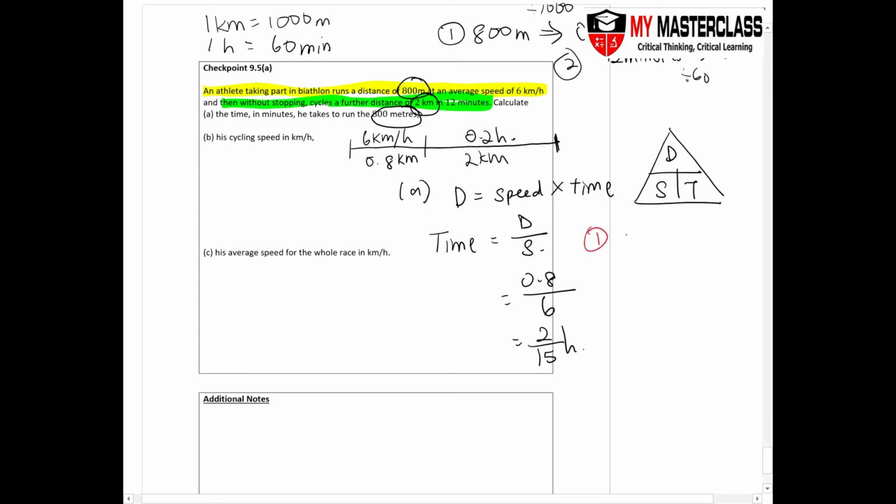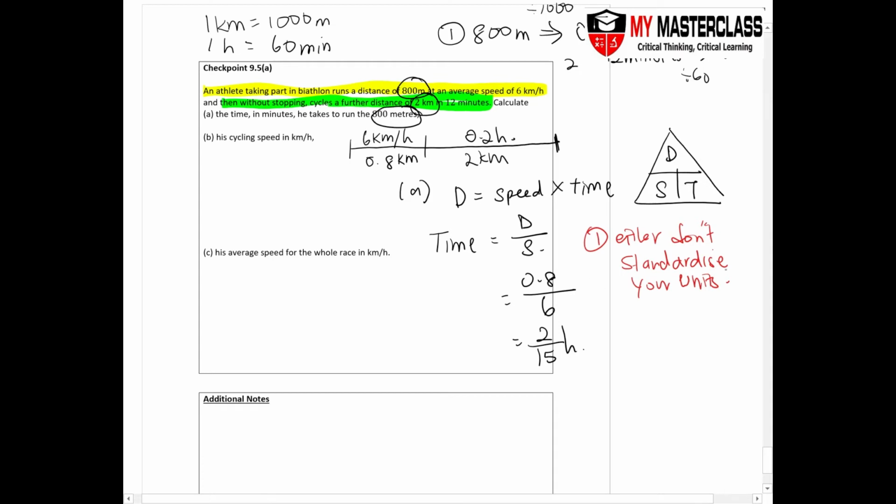Before I move on, let me go through the common error students will make. You don't standardize your units. What do I mean by that? The question gave you 800 meters, which is not wrong. However, the average speed is in kilometers per hour. So you have to make sure you convert this such that it is either in kilometers and kilometers per hour, or in meters and meters per second, or is it meters per minute? Most of the time I will always go with whatever the question gives in terms of its speed.